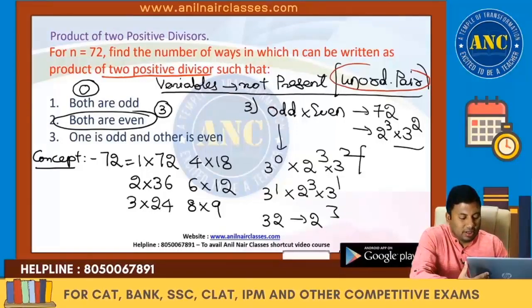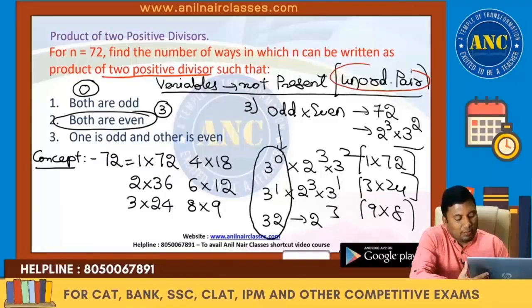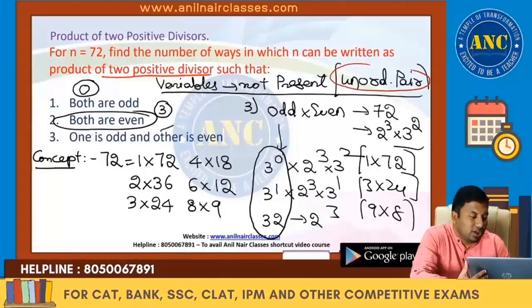So it is nothing but 1 into 72. This is 3 into 24. This is 9 into 8. Total how many cases did we get? 3 cases. What are the 3 cases? Odd means 3 power 0, 3 power 1, 3 power 2, which are nothing but odd factors. So the third one answer is the total number of odd factors.